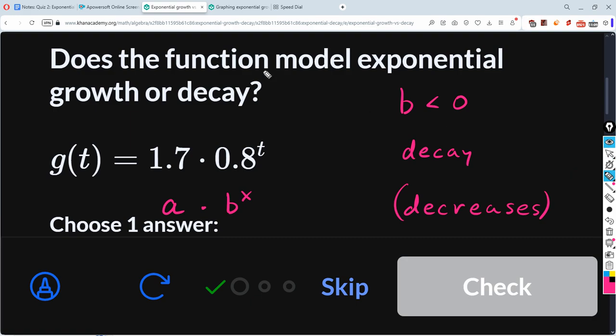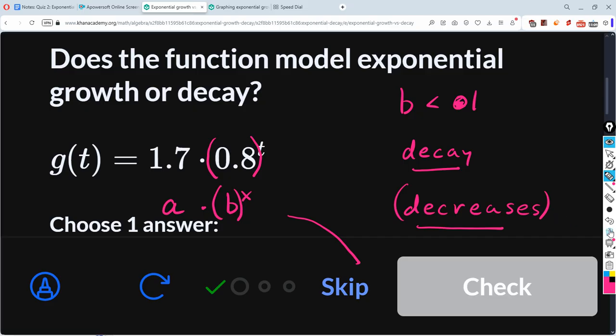All right, once again, does the function model exponential growth or decay? All right, so here's the function here. It's in the form of a times b to the x, and we can clearly see the value for b is 0.8. Okay, so b is less than 1, I meant to say. All right, b is less than 1 because 0.8 is less than 1. That means the function is modeling a decay. Okay, that means the function decreases. When you read it from left to right, it decreases or goes down.